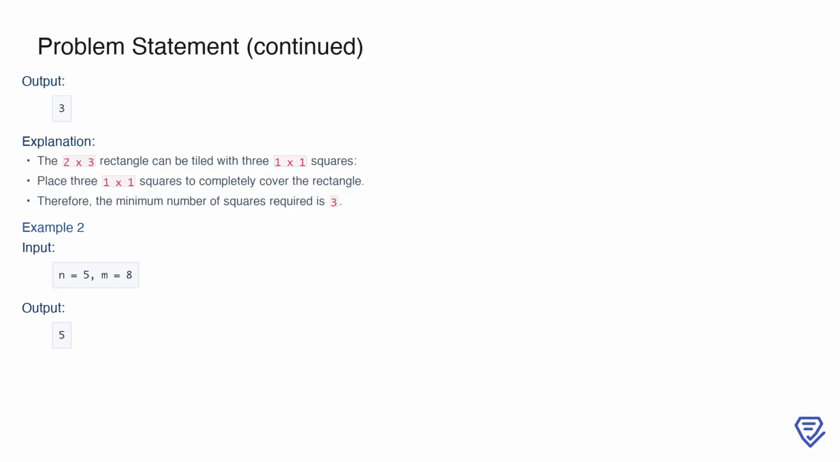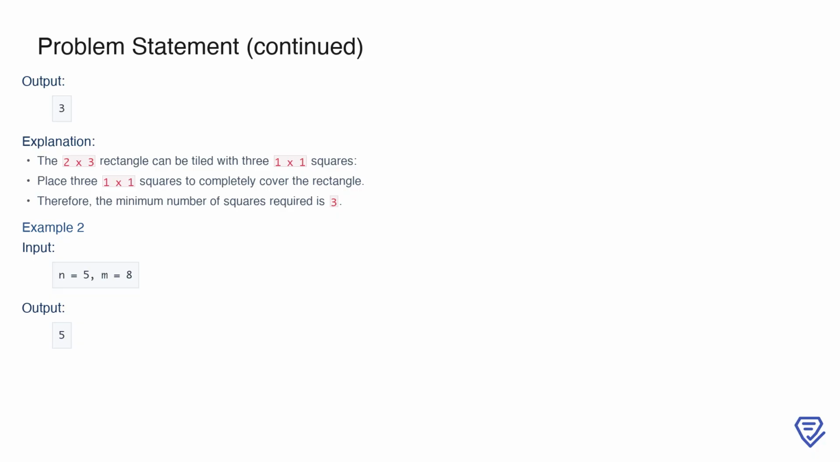This is because the 2x3 rectangle can be completely tiled using 3 squares of size 1x1. By placing these 3 1x1 squares strategically, we are able to fully cover the rectangle without leaving any gaps or having any overlaps. The solution is optimal, as it uses the smallest possible number of squares to cover the given area. Similarly, for a larger rectangle like n equals 5 and m equals 8, the output is 5, indicating the fewest number of squares required for that case.